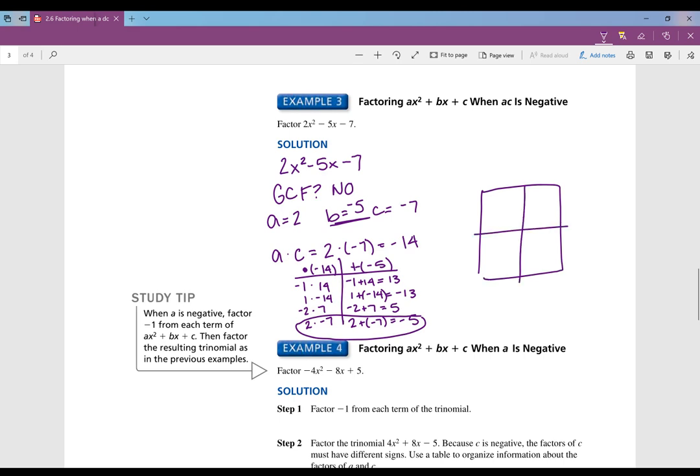So when we draw our box, remember your A term goes in the first box, C in the last box, and then our B term we're going to split up into 2x and -7x.